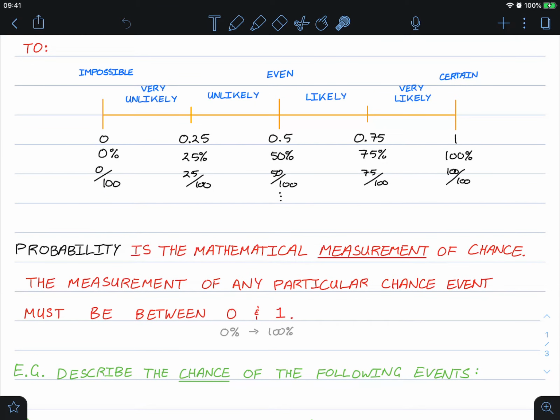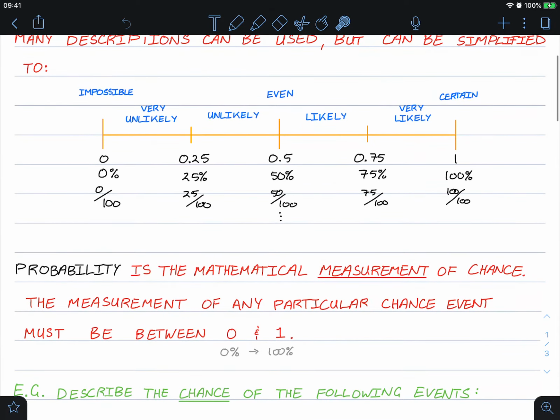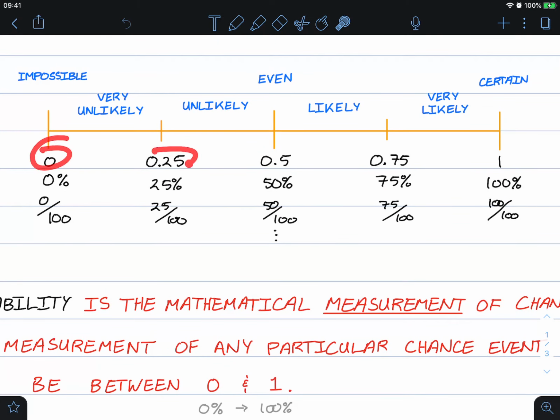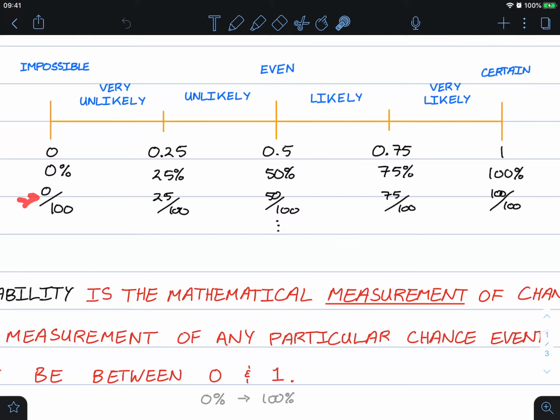Probability, on the other hand, is the mathematical measurement of chance. The measurement of any particular chance event must be between 0 and 1, or we can say just from 0 to 100%. So we can have in decimals from 0, 0.25, 0.5, 0.75 and 1. We can express it as percentages: 0%, 25%, 50%, 75% or 100%, or any range of fractions that we might have. I've done one set here where it's out of 100.